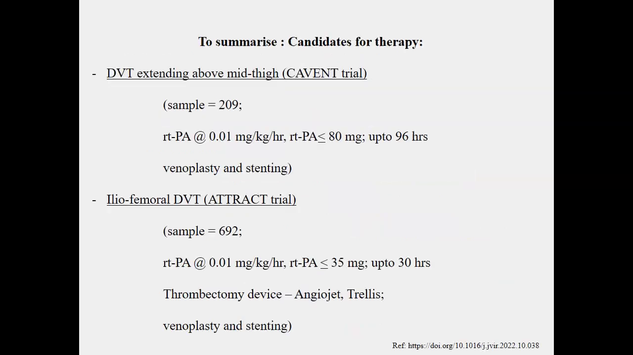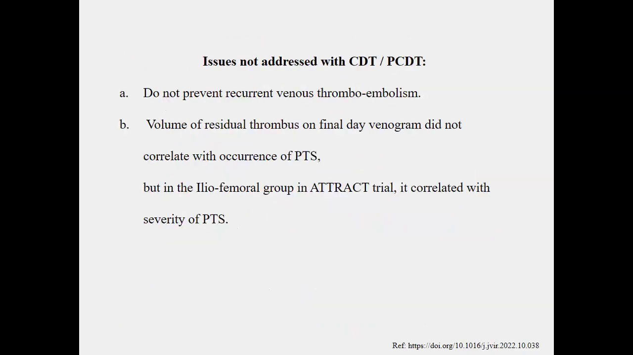So, the candidature for therapy, active intervention in deep vein thrombosis, according to CaVenT trial, it is acute deep vein thrombosis extending above the mid-thigh, and according to ATTRACT trial, the iliofemoral subset of acute deep vein thrombosis. However, there are few issues which are not addressed with these catheter-directed therapies.